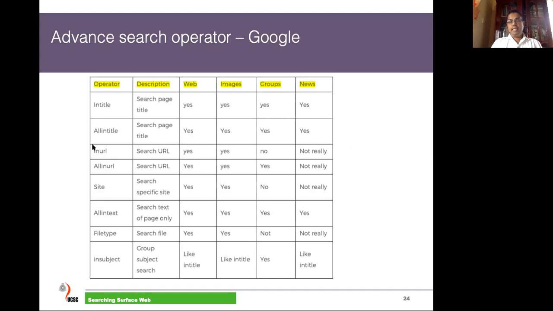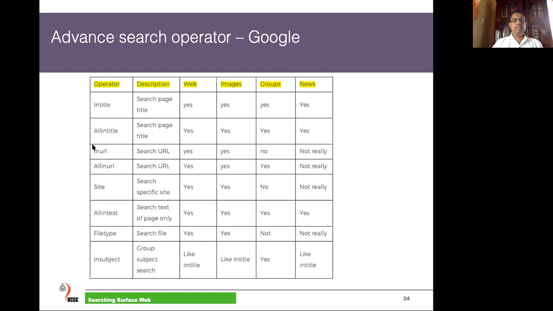So this table provides you a basic summary of the advanced search parameters we discussed so far. Some of these advanced operators are valid for documents, some valid for images, and then others for groups, news, and so on. Some are only valid for documents, not for images.